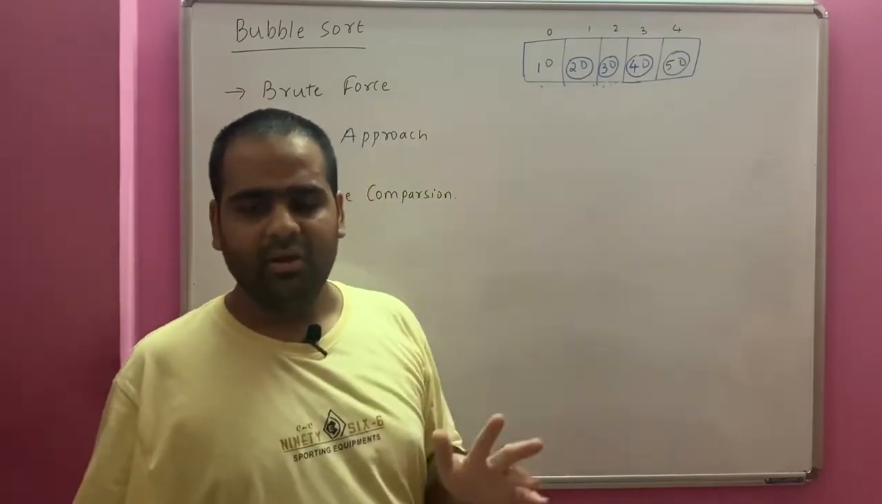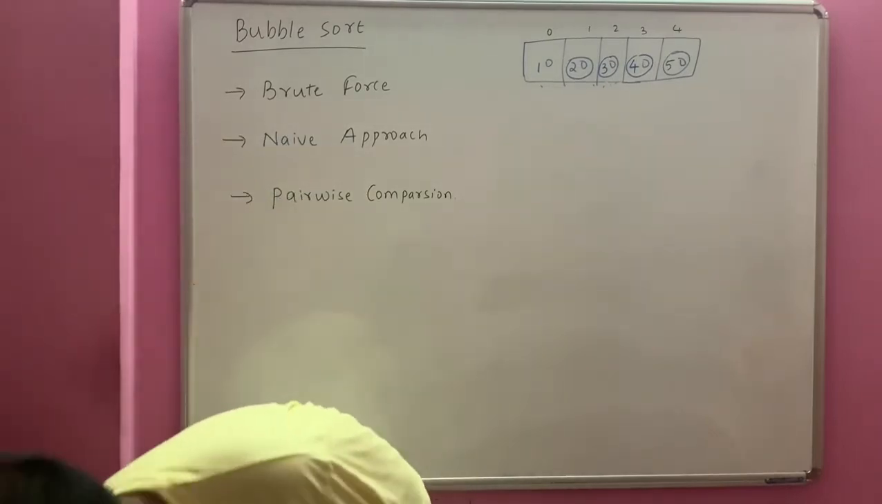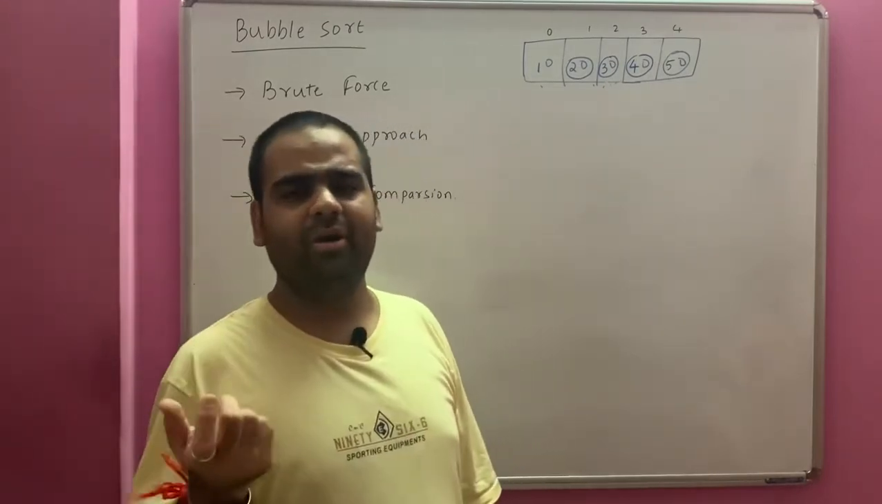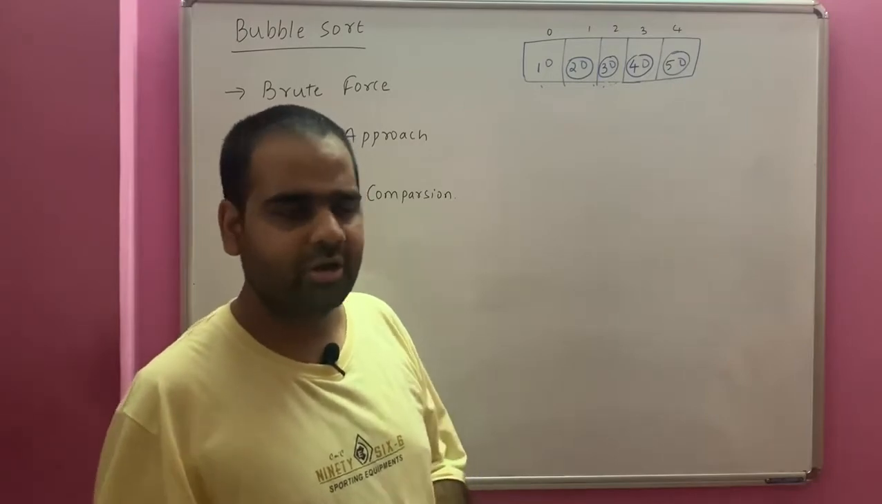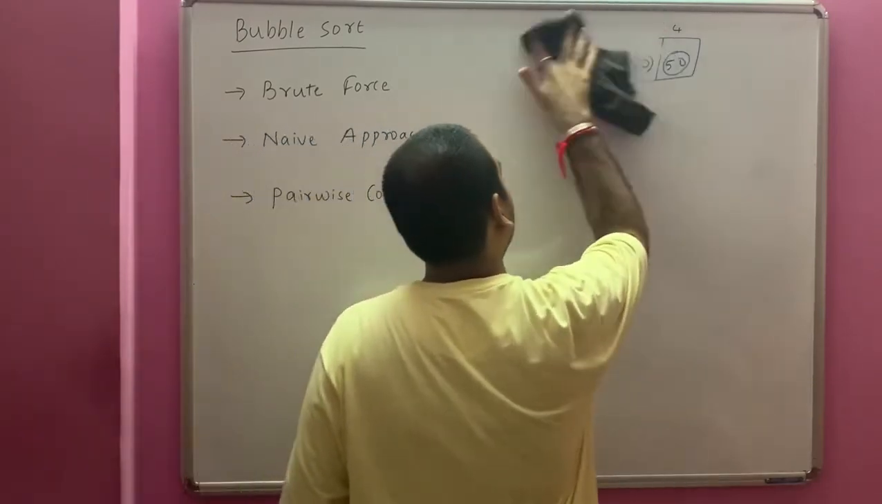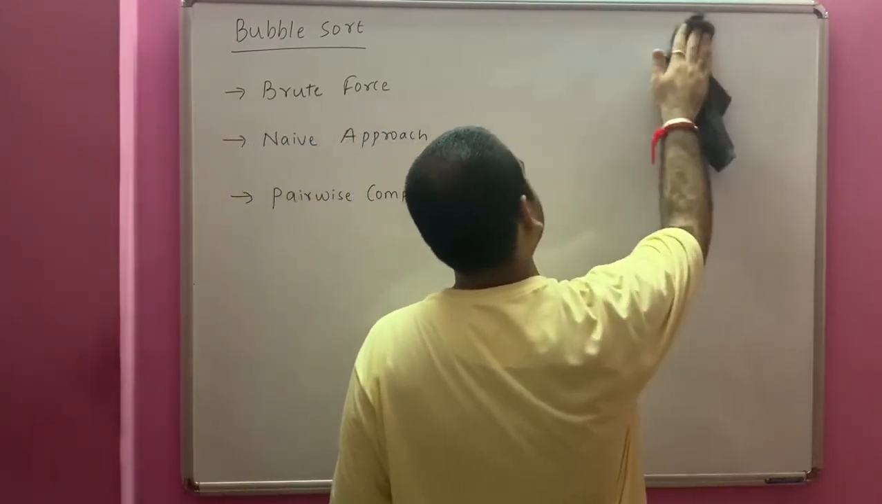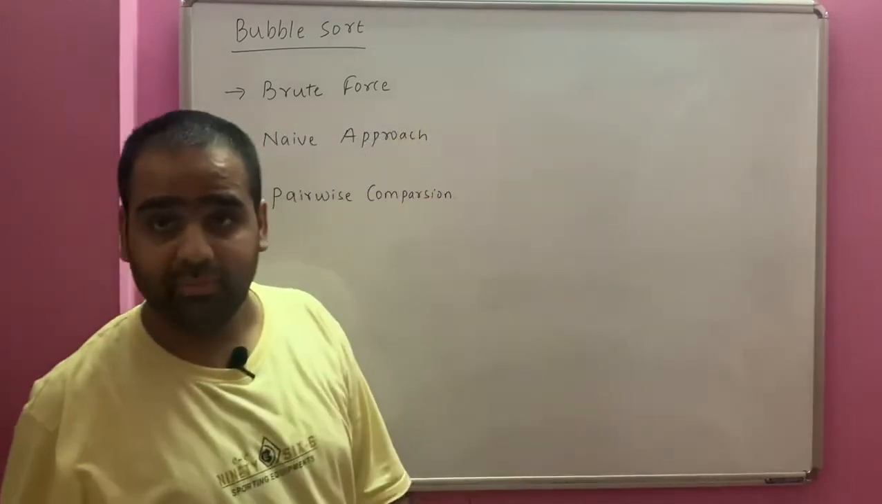Is that okay? Now the question comes, what is the relationship between the number of elements sorted and the number of pairs? Already I said, as one element gets sorted, one pair gets reduced. One element gets sorted, one pair gets reduced.